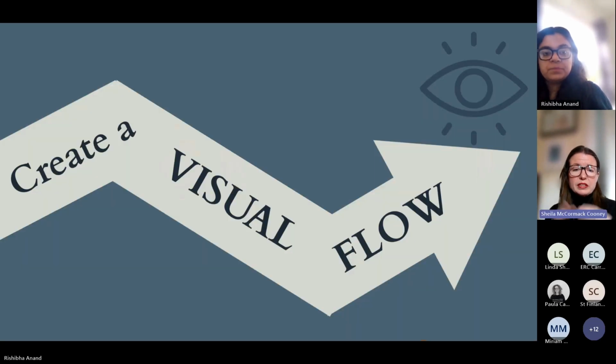Okay, so when you're designing your imagery for your campaign, it's important to create a visual flow. So in Western cultures, our eyes tend to look from left to right. Okay, so use that flow if you're using text. Okay, also for your imagery. So just keep that in mind when you're designing. Okay, so good design is simple.